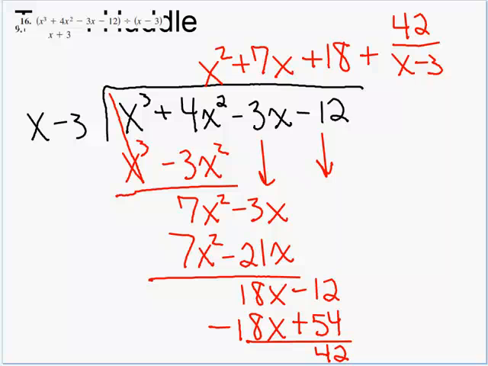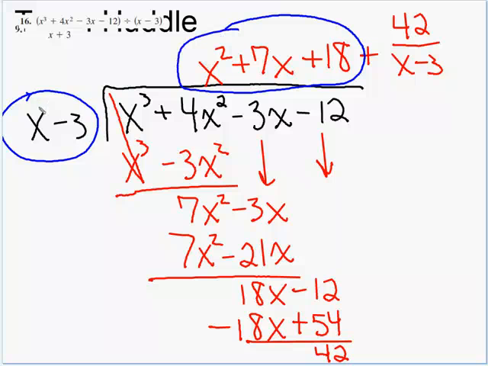And again, if you don't believe that, or if you want to check your work, you could do it. Multiply x minus 3 times this, and you wouldn't FOIL it because you've got a trinomial here, but after you work that all out, tack on a 42 at the end, and those constants will all add up to this minus 12.